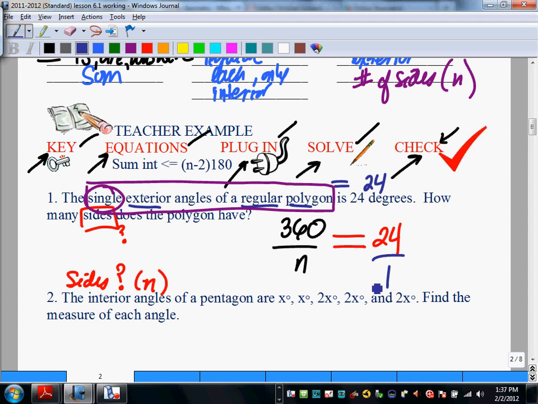All right, put it over 1, cross multiply, solve for the number of sides. That's what we want there. Solve for the number of sides.